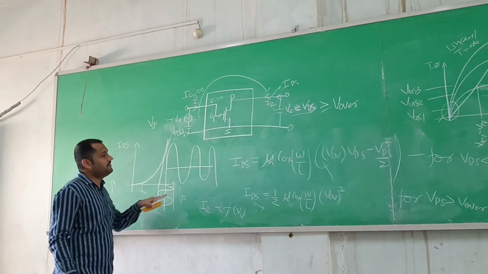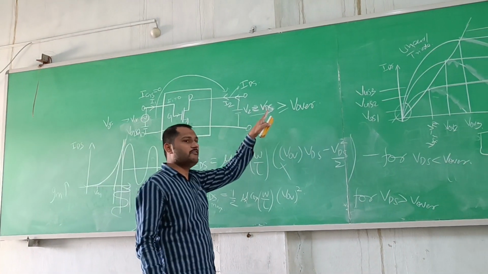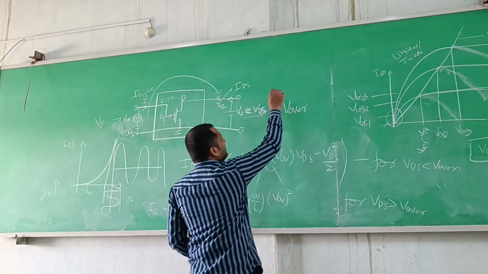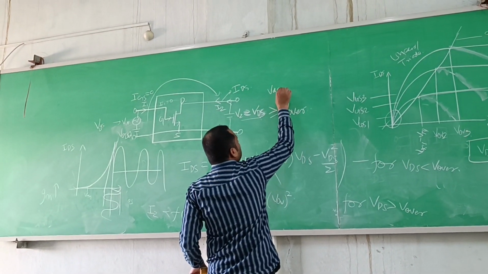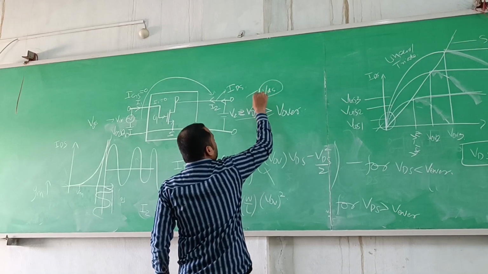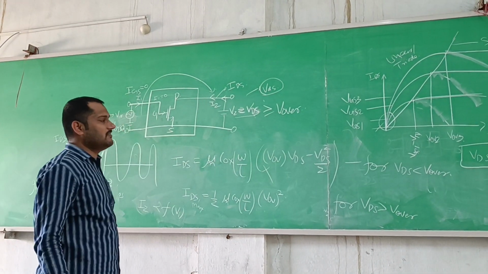Here also we will get two signals. At the output also we will get two signals, VDS and small vds. That was our AC part. Small vds was our AC part.